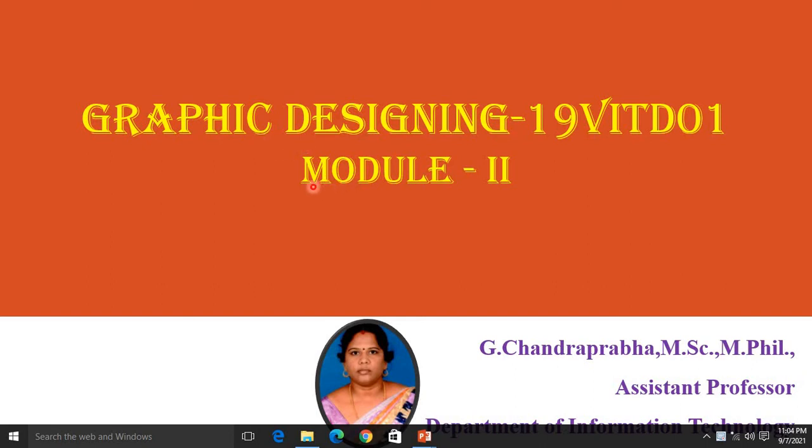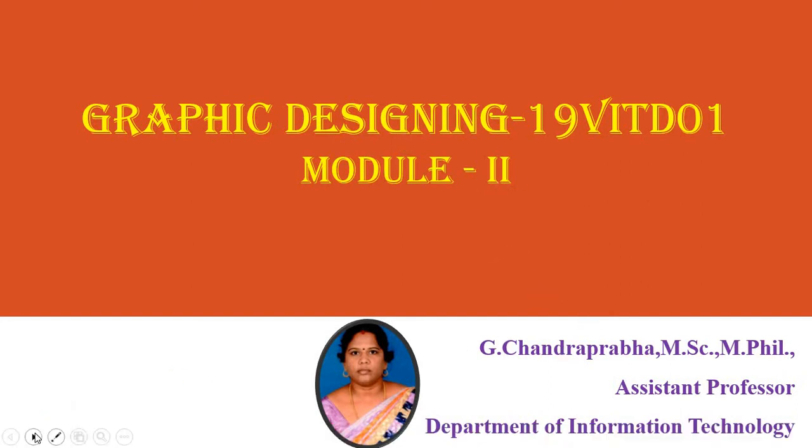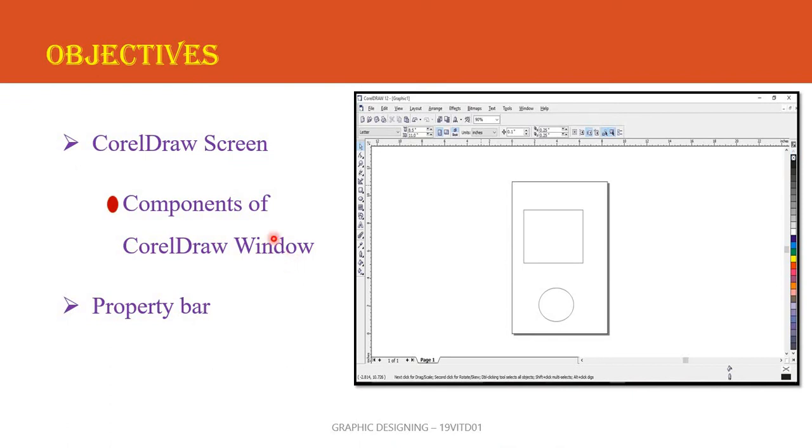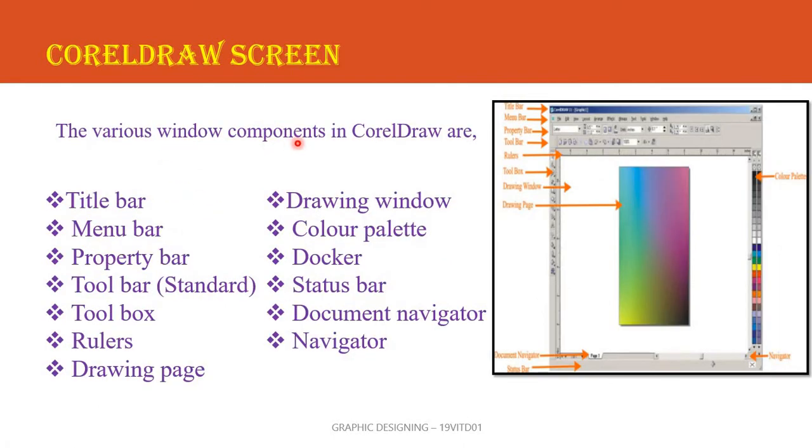Let us start with module 2 for the value added course graphic designing, which was offered by the Department of Information Technology. In this module 2, I am going to explain about the CorelDraw screen and property bar. This is the sample CorelDraw screen, which has a number of small elements, and these elements are referred to as the components of the CorelDraw window. Let us see the various components of the CorelDraw screen.